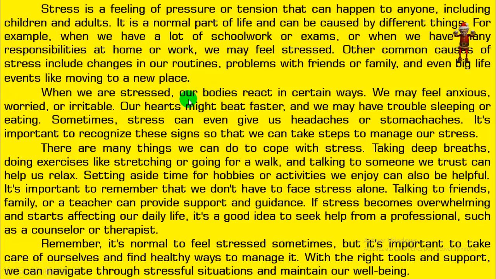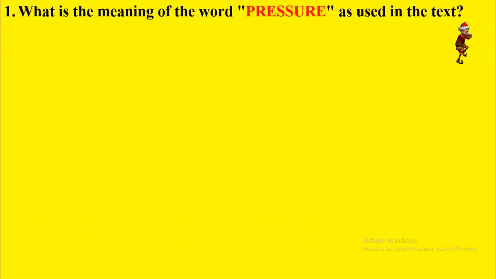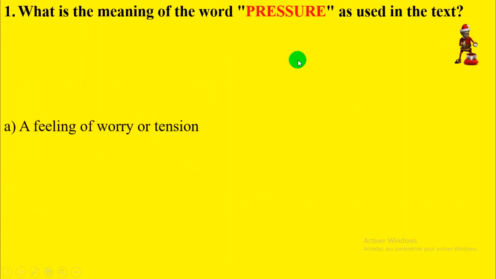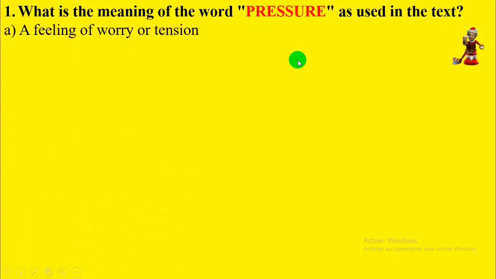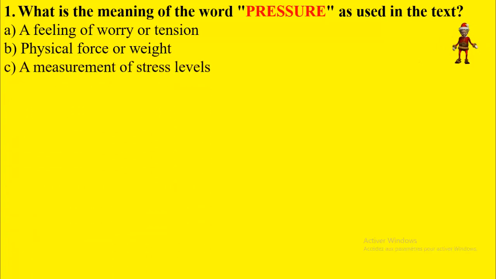And now, questions. First part of the questions is about vocabulary. Question 1. What is the meaning of the word pressure in the text? A. A feeling of worry or tension. B. Physical force or weight. C. A measurement of stress level. D. A type of exercise.